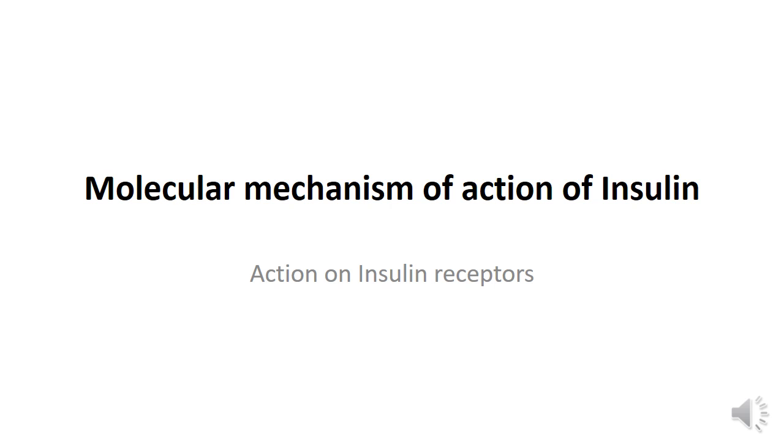Now let us look at the molecular mechanism of action of insulin, that is the action of insulin on its receptors. Insulin receptors are present almost on every cell in the human body. The density is the highest in the liver and the adipose tissue. Based on transducer mechanisms, insulin receptors belong to the third family, that is enzyme linked receptors. The enzyme which is linked to the insulin receptor is tyrosine protein kinase.